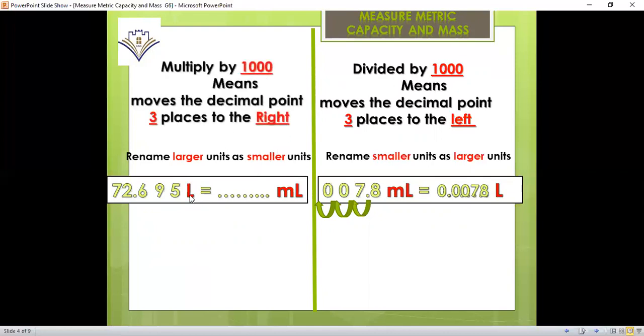Why? Because 1 liter equals 1000 milliliters. Then it means move the decimal point 3 places to the right. Which way is right? Yes, from this point move one, and another, and another. Then the point is here, after 5, so the answer is 72,695.